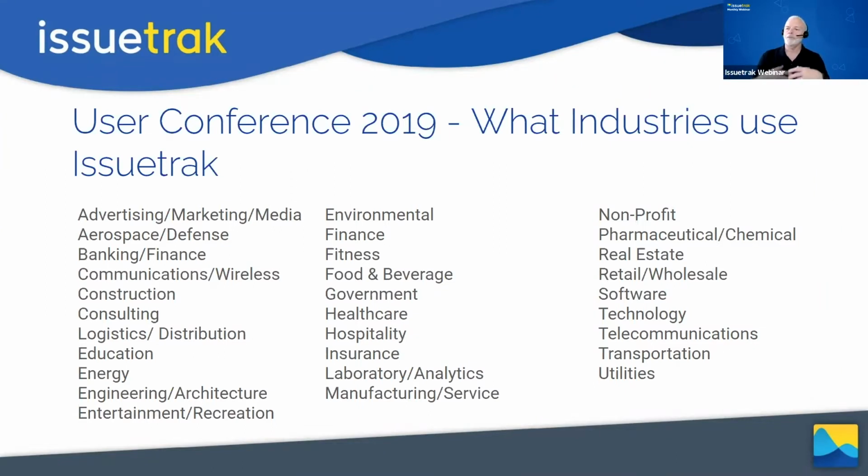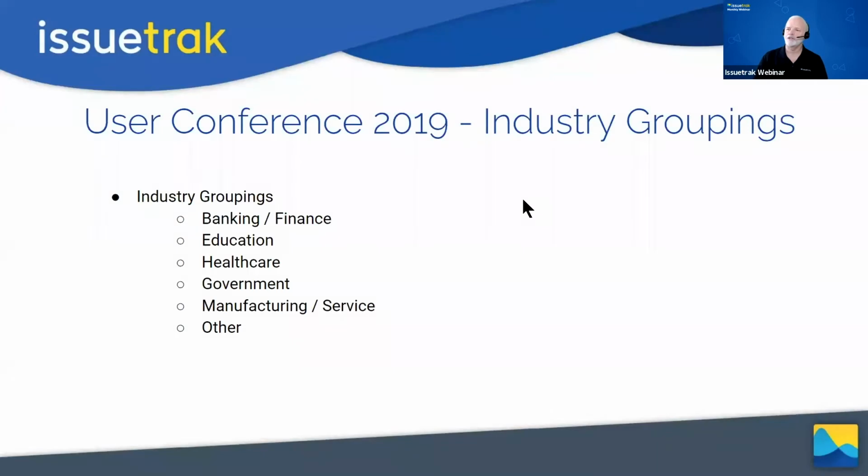Well, we wanted people to get to know each other. We wanted them to talk to each other. So it'd be almost impossible to look at all of these industries that were in the room and have a good conversation. So what we did is we kind of broke them down into general industry groups: banking and finance, education, healthcare, government, manufacturing, service.